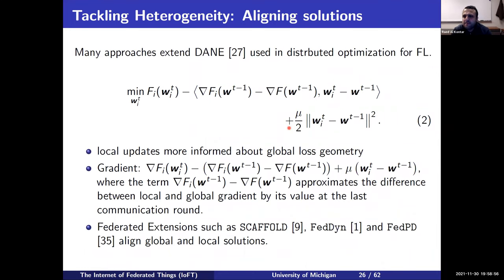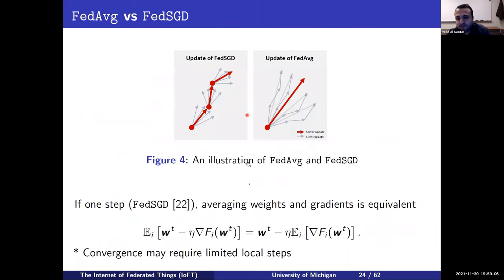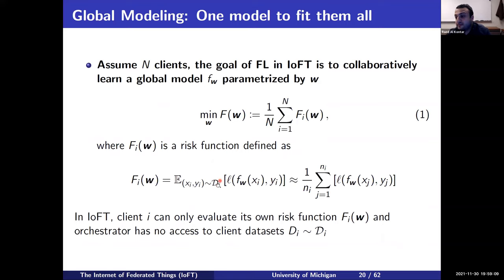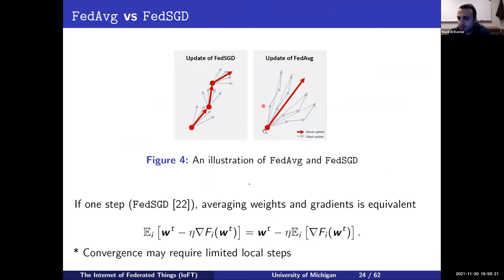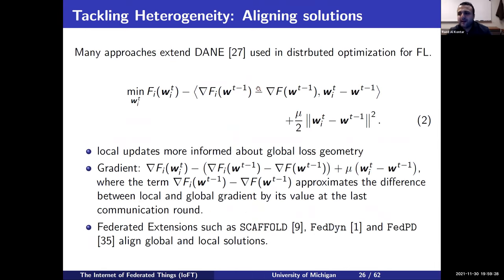After FedProx, many solutions came in to try to align the local and global solutions. So when is that true? This is only true if the distribution over all clients is the same. Even if the distributions are all the same, with a finite number of data samples, that's not necessarily true. If the distribution is the same, so all the Fi's are the same, and we also have an infinite amount of data, this becomes true. So what people have started to do is trying to align those two solutions, the local and the global. Many of the works being done are based on DANE.